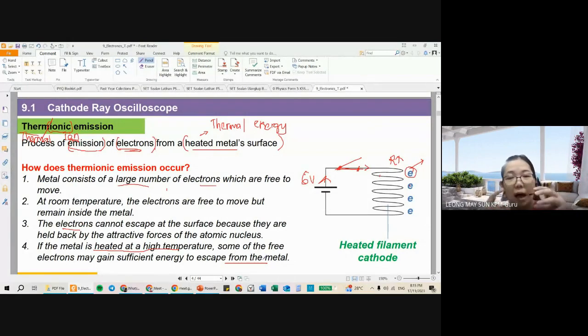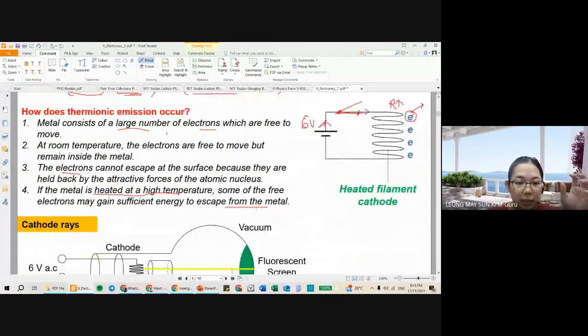So thermionic emission is very similar to the photoelectric effect, whereby both happen in a vacuum. All right, let's see.